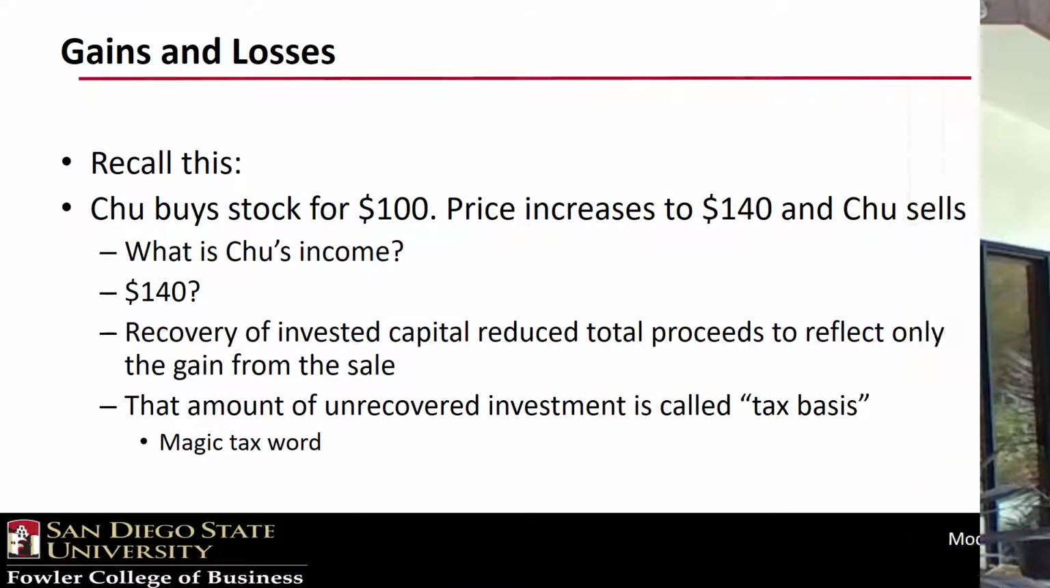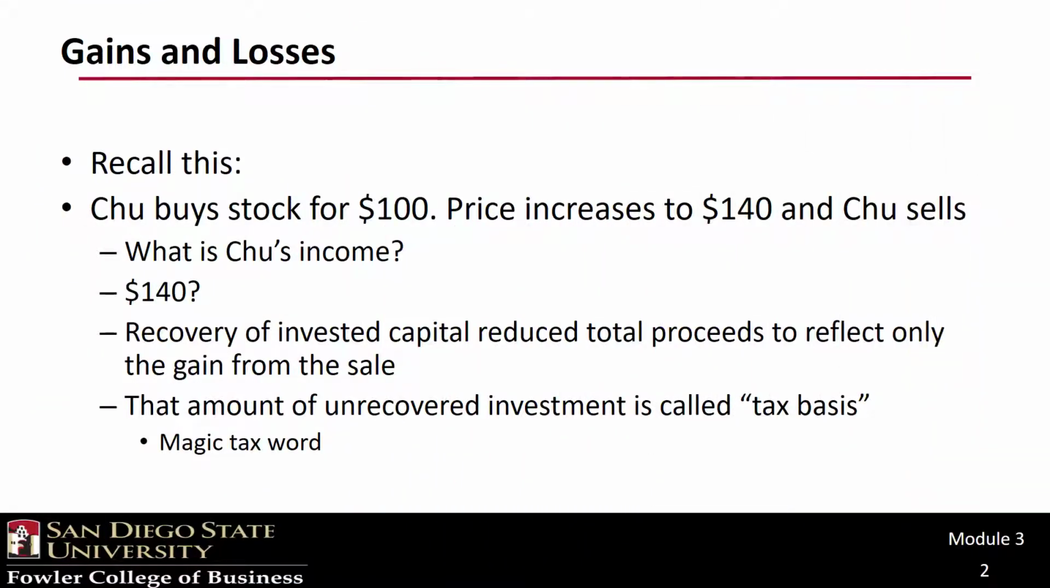Welcome to our first Chapter 8 video, T8A, which provides an overview of gains and losses. We've discussed gains and losses previously, but now it's time to get serious. We've discussed Chew in the past. Recall that Chew bought a stock for $100 and sold it for $140. And we know that Chew only recognizes $40 of income due to that wondrous concept of basis.